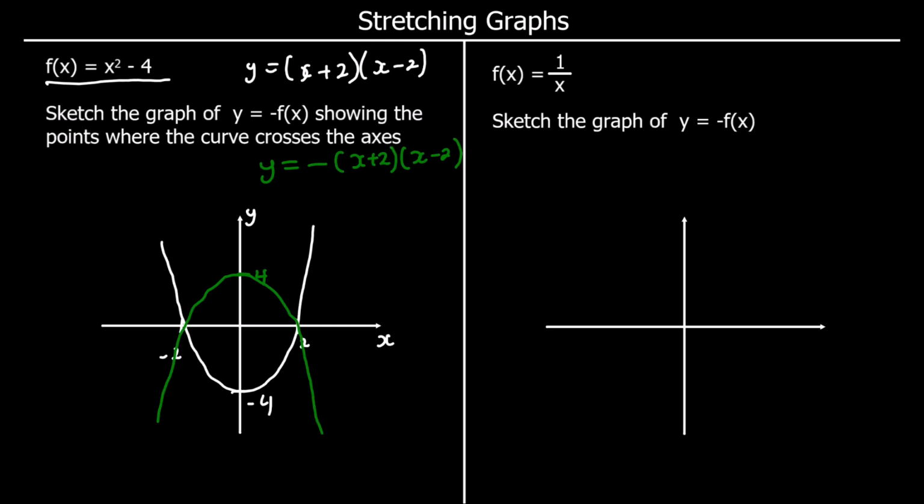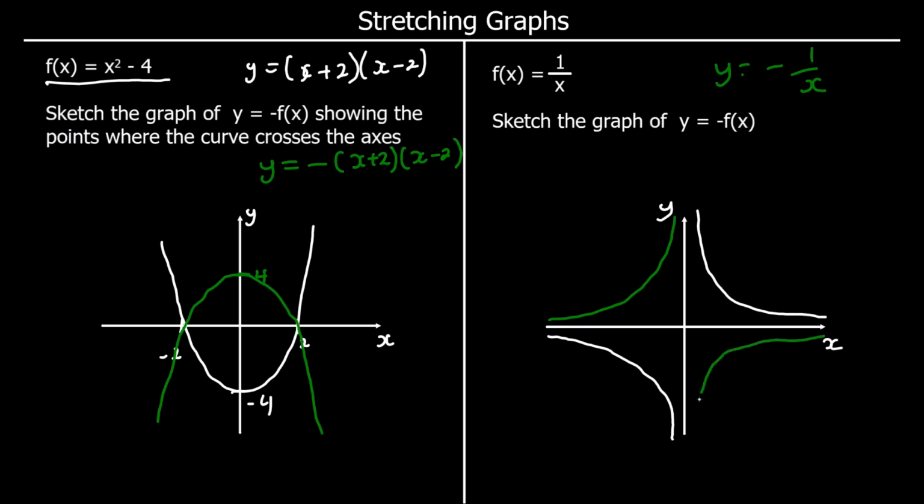So let's sketch the original first. So it's the reciprocal graph. So the original looks like this. We want minus f of x. So for the equation, it's going to become minus 1 over x. It's going to become the negative reciprocal. So all of these negative y's are going to become positive. It's like a reflected over the x-axis. All of these positive y's become negative.